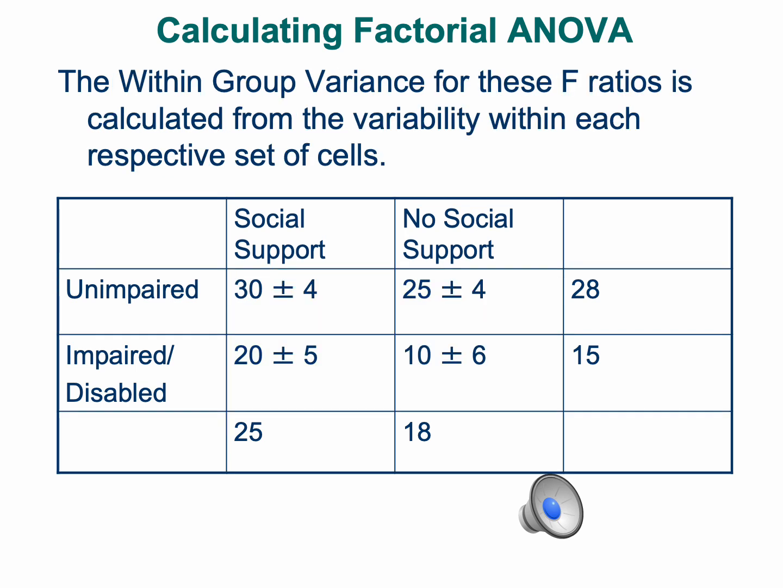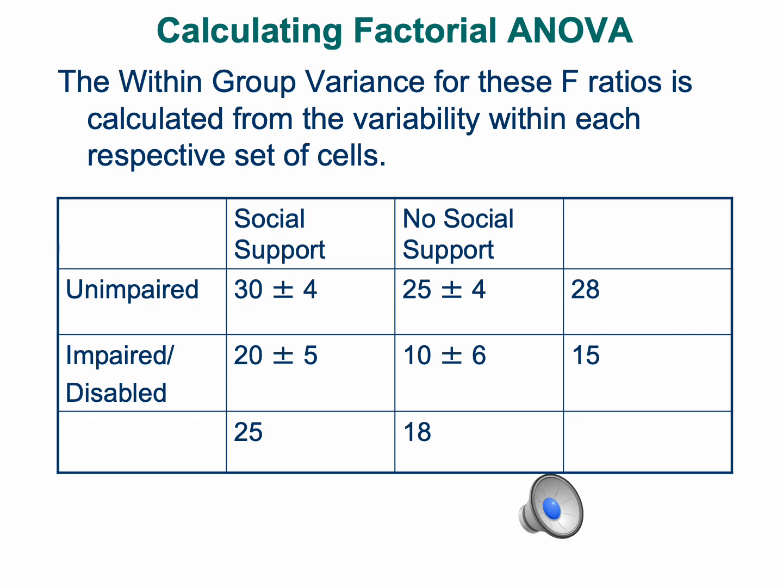Okay, let's deal now with the within subjects estimates of variance. If you look at this table here, you see each cell has variance in it, and the variance represents the distances of individual scores from individual subjects from their sample cell means. So under social support unimpaired, there's a mean of 30 plus or minus 4. In the next one, no social support unimpaired, a mean of 25 plus or minus 4. And so on, plus or minus 5, plus or minus 6. These represent the dispersion within the cell.